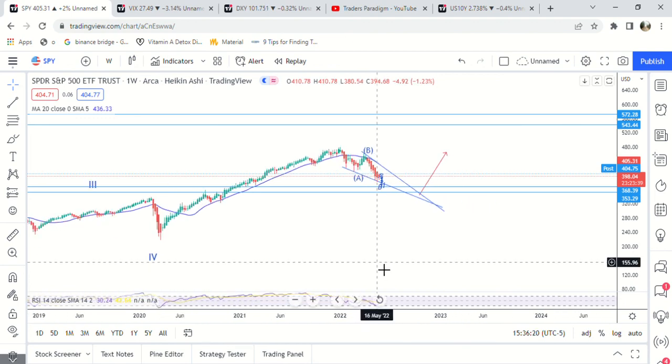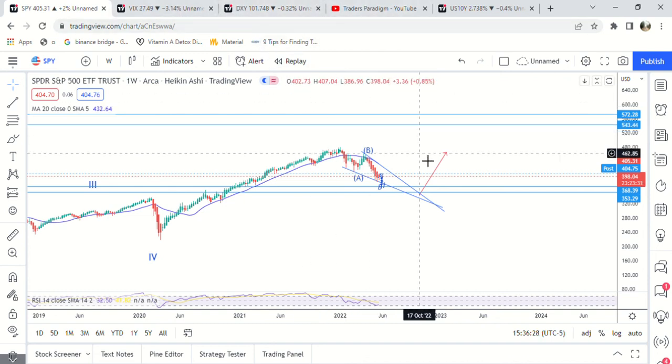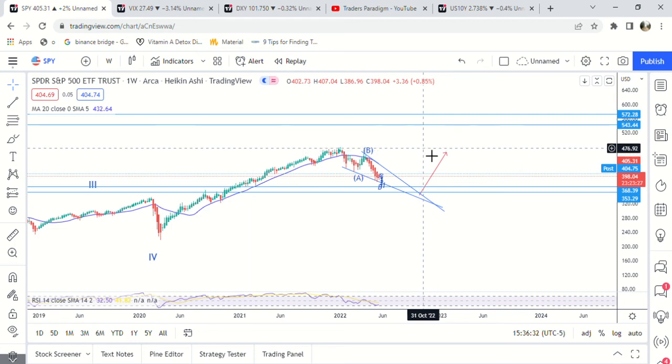I'll probably do some growth stocks, but today I just wanted to do the overall market because I wanted to show you that we're still right on track and give you an idea of how the next couple weeks are likely to play out. So I will catch you in the next video.